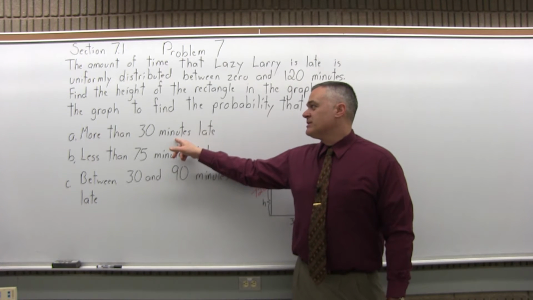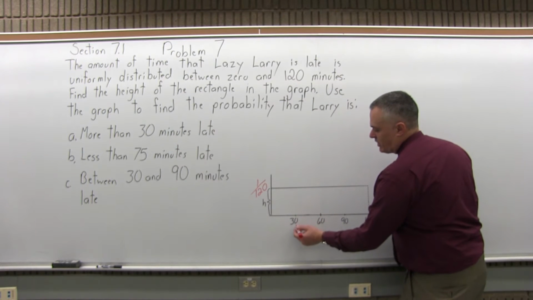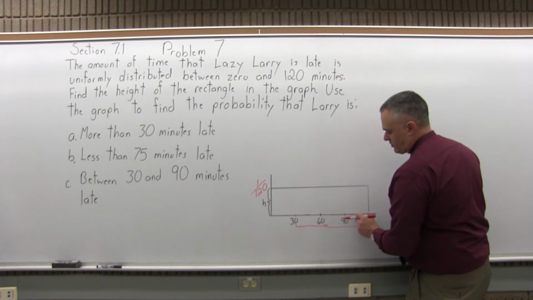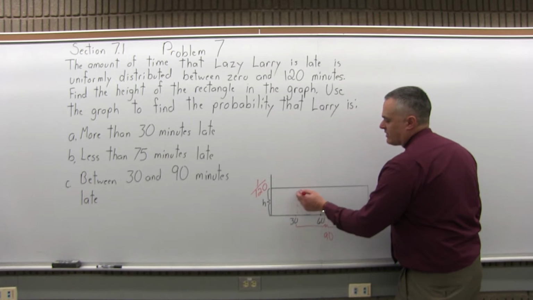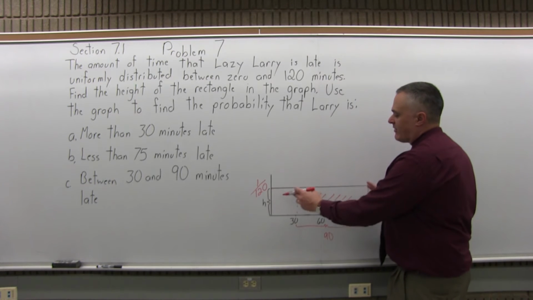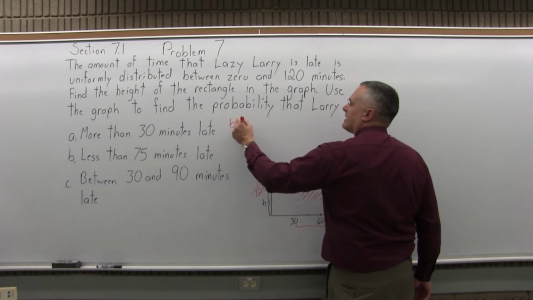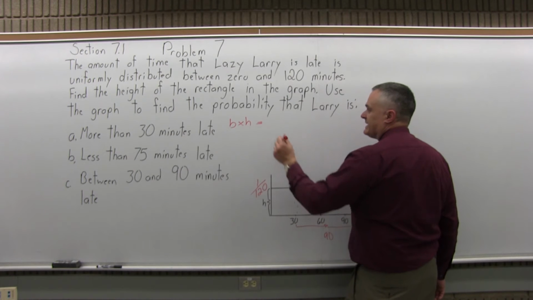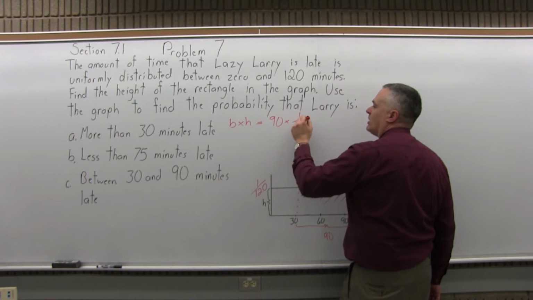A, what's the probability that he's more than 30 minutes late? So more than 30 minutes late, we would have a base from 30 to 120. The base would be 90. So you figure, what's the probability of being in this area, more than 30 minutes late? So the area is going to be base times height. So the base we said is 90 times the height is 1 over 120.